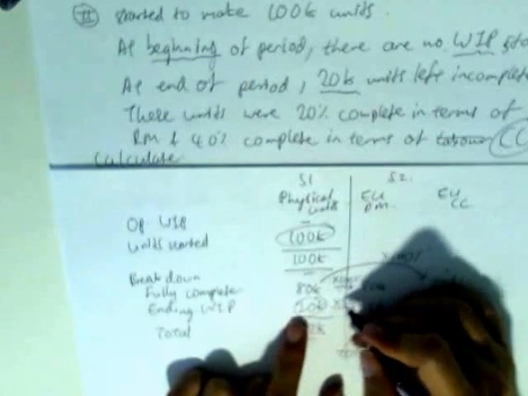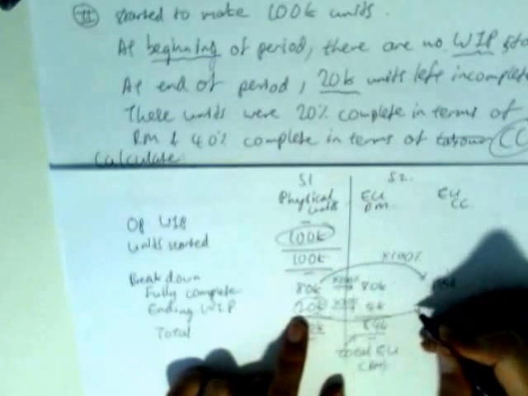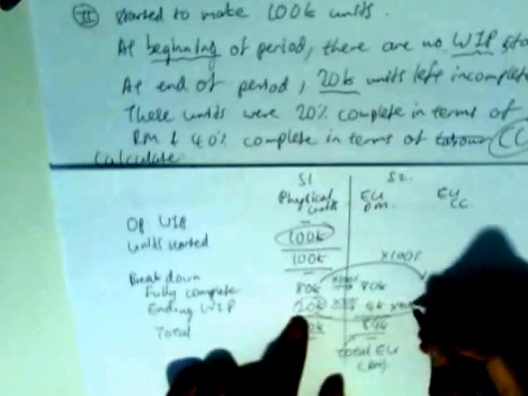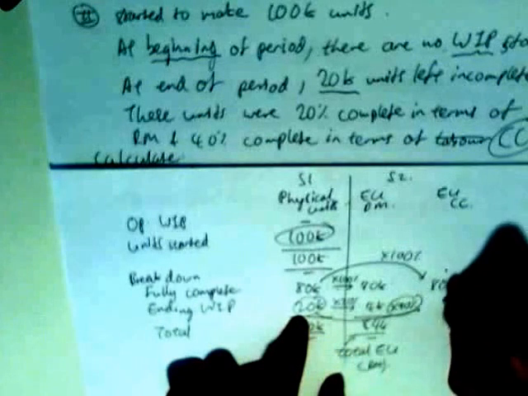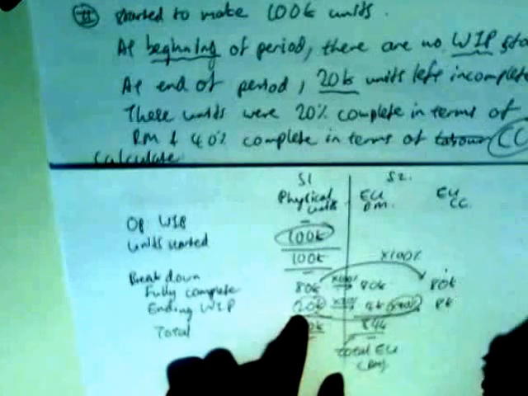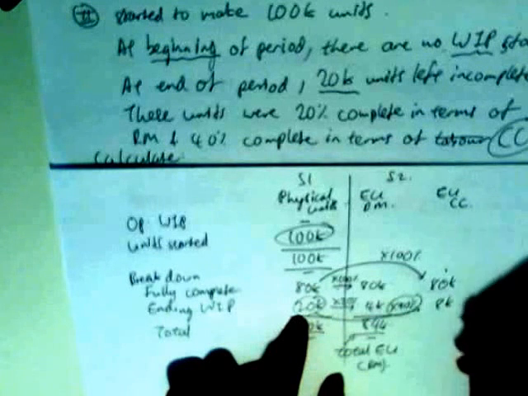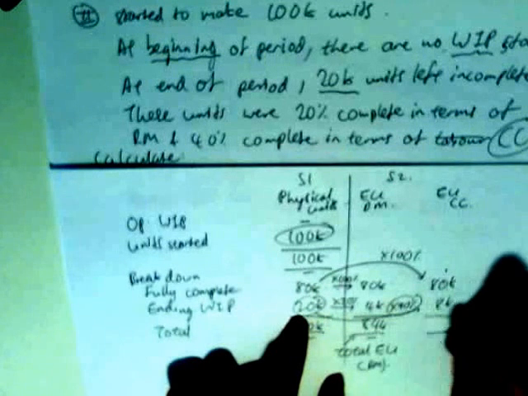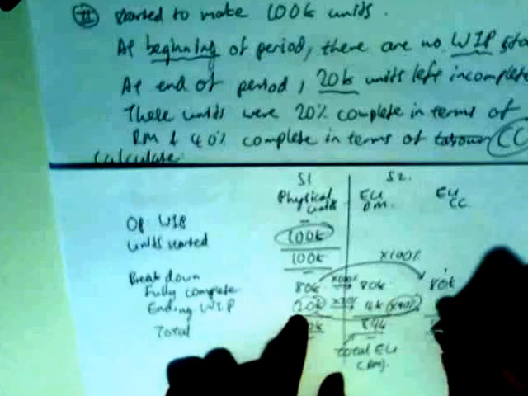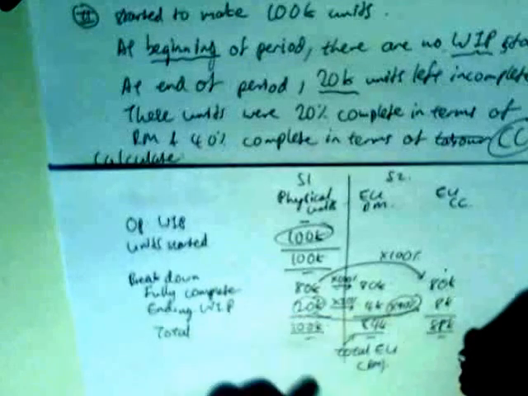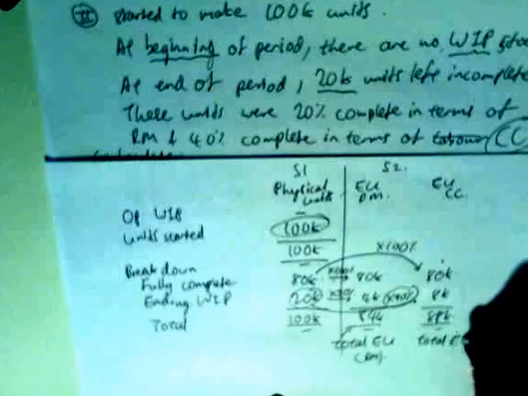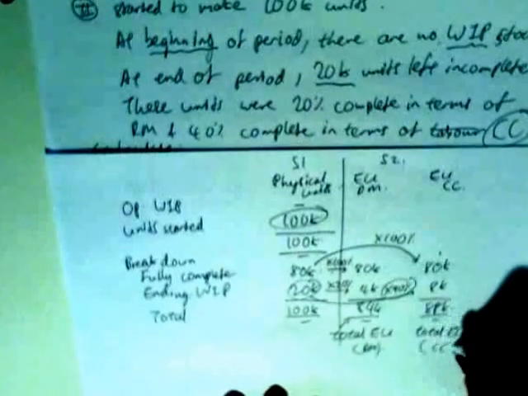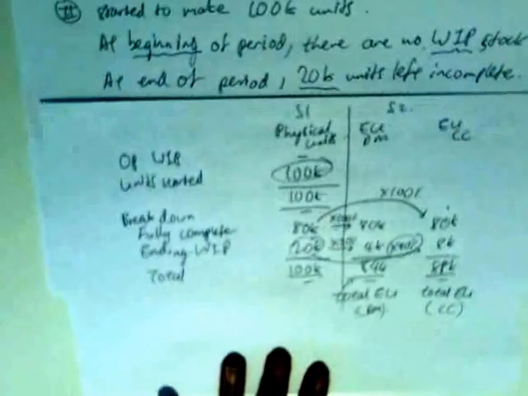What you do is that you take that 20,000 times 40%. That gets you 8,000. Right, that gets you 8,000. And which means that the equivalent unit for conversion cost is 88,000. Right. And a bit different from direct materials. Right. So there you have it.